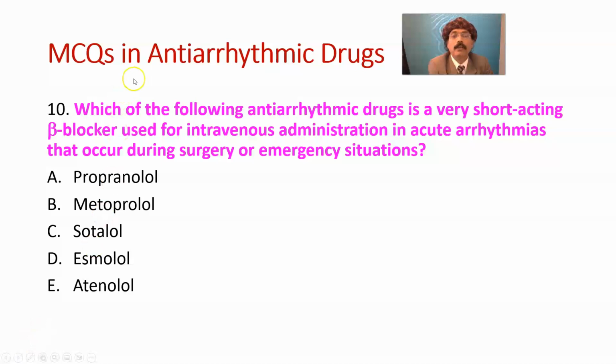Let's go number 10. Which of the following antiarrhythmic drugs is a very short-acting beta blocker used for intravenous administration in acute arrhythmias that occur during surgery or emergency situation? These are the choices: propranolol, metoprolol, sotalol, esmolol, atenolol. So that is having a very short action, provided it is given by intravenous administration. So what is the drug? Drug should be D, the esmolol. Number 10, D. Okay, we got the answer is D.